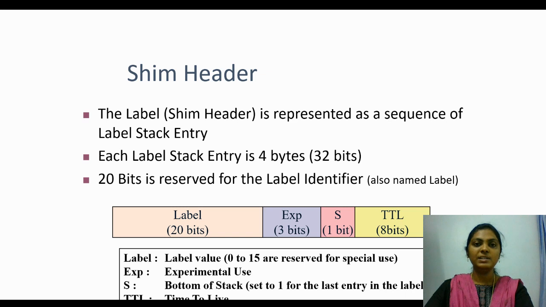16 labels in total are available. And then the next field is a 3-bit field which is being reserved for experimental purposes. And the next field is a 1-bit stack field. It is for the representation of the last entry in the label. And finally, 8 bits are available for the time to live values. These are the contents of the MPLS header.